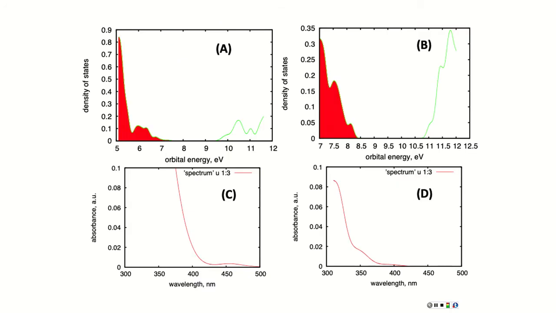So here we have the density of states and absorption spectra for both of my models. A and C are the hybrid Ruddlesden-Popper, where B and D are the Ruddlesden-Popper phase perovskite. And they have similar absorption spectra, although the hybrid does show a small peak around 450 nanometers.